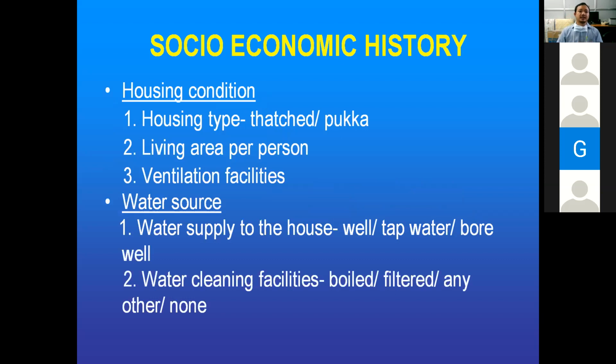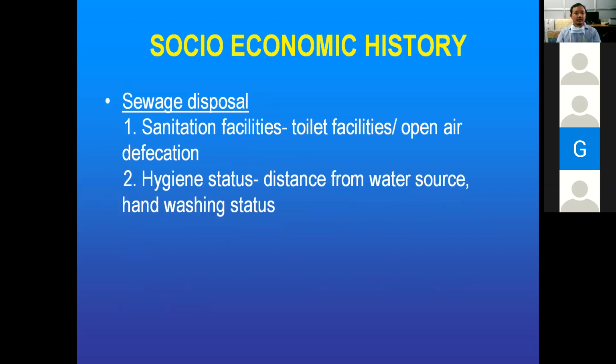We have the housing condition. What is the type of house they reside in? Whether it is thatch, whether it is pakka, whether it is RCC. What is the living area of the person? Ventilation facilities are available or not? Water resource to the house like well, tap, water, bore well, and water cleaning facilities like boiled, filtered, any other or none. And sewage disposal, like sanitation facilities like toilet facilities, or whether they have open air defecation, and what is the hygienic status, like distance from water source and washing status.